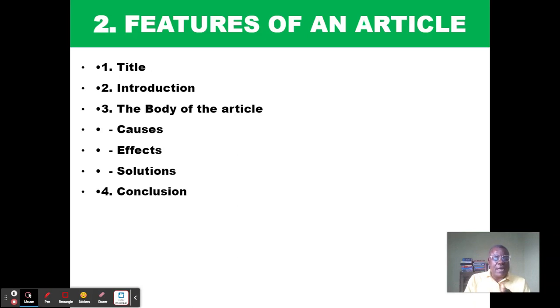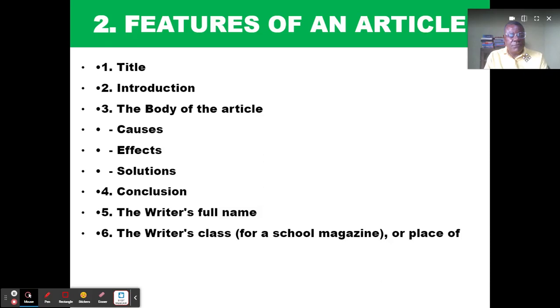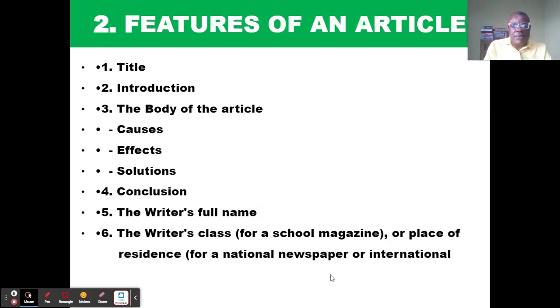Okay, so apart from the title, which is the headline, you have introduction, body, and conclusion, which are the 3 main parts of every essay. Then you have the writer's full name, which should be noted. And number 6, the writer's class if you are writing in a school magazine. And then place of residence for a national newspaper or international magazine. If you are writing for an international magazine, then the country name will be necessary as well.